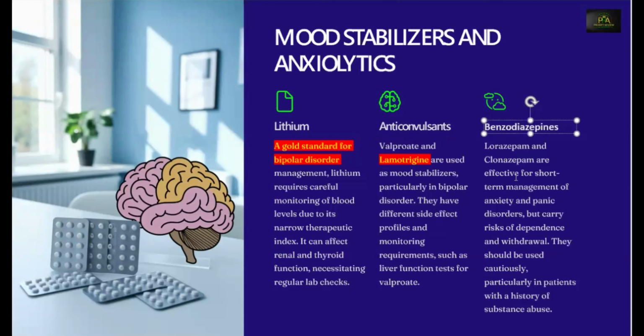And we say that these ones, we use them temporarily before the SSRI starts working. Patients have a high risk of addiction. So that is why it's very important that it's just used for a shorter period.